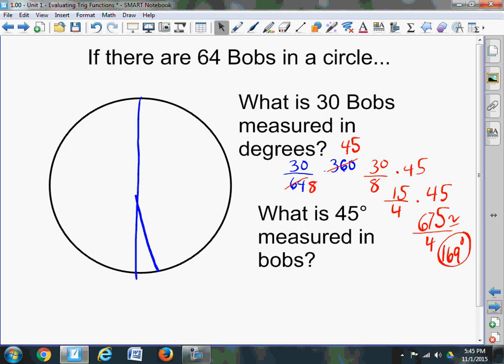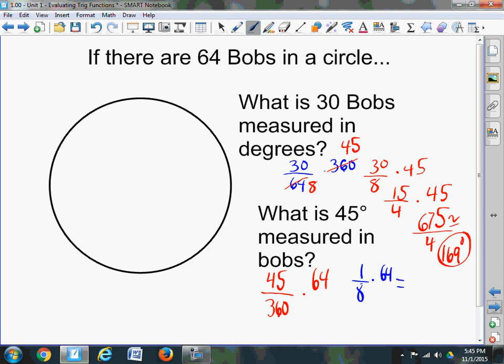All right, what is 45 degrees measured in Bobs? I do know it's an eighth, but let's look at it. So 45 over 360 times 64. 45 actually goes into 360, so it'd be 1/8 times 64. So this is 8 Bobs. All right, so what is the other measurement?